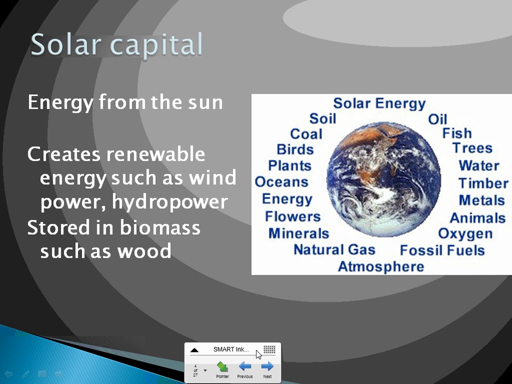Hydropower, same thing, is driven by the sun because of evaporation, transpiration. Transpiration, by the way, is loss of water by plants. Without that sun, we wouldn't get hydropower and that water cycle. A lot of this is stored in biomass, such as wood. Biomass is something we'll talk about down the road. It's a resource that actually, if used too quickly, is deemed non-renewable.